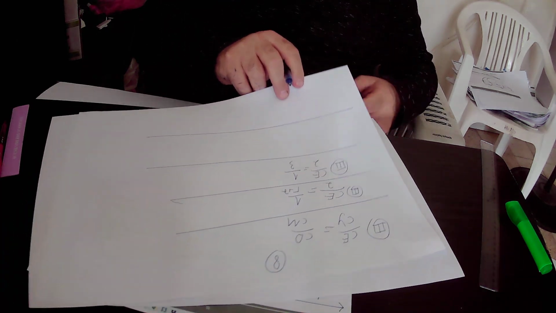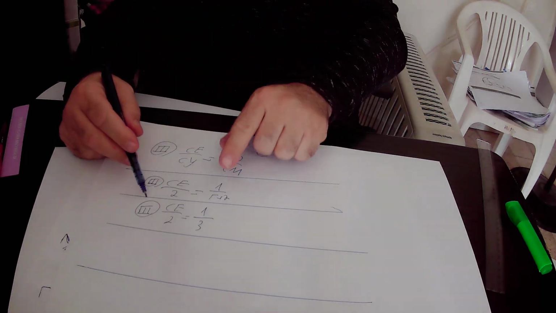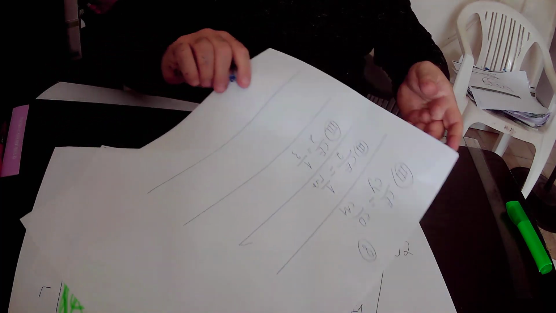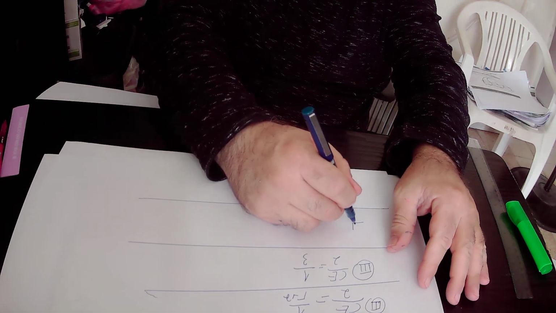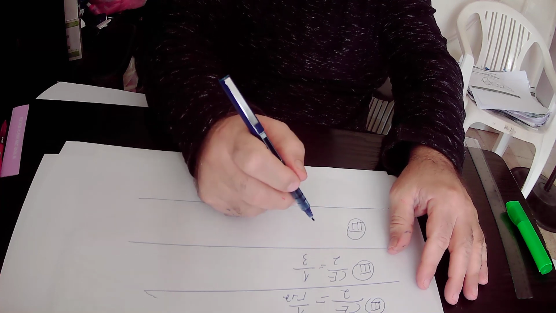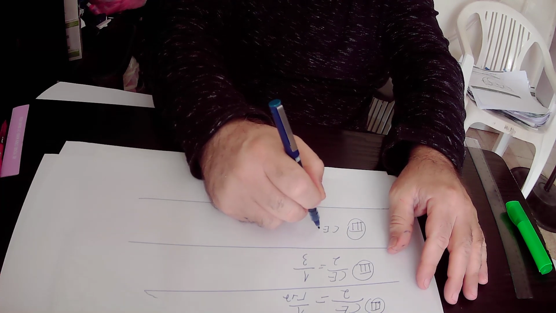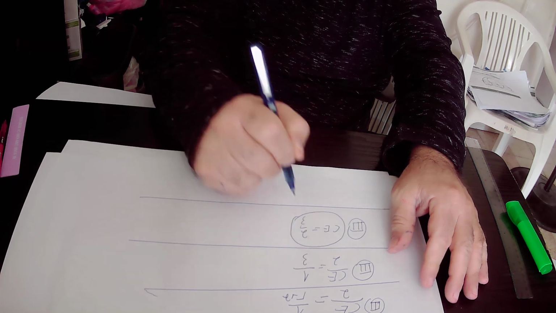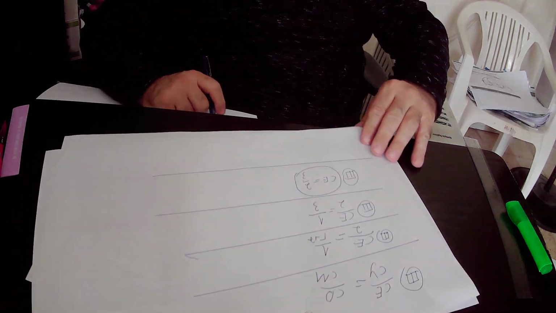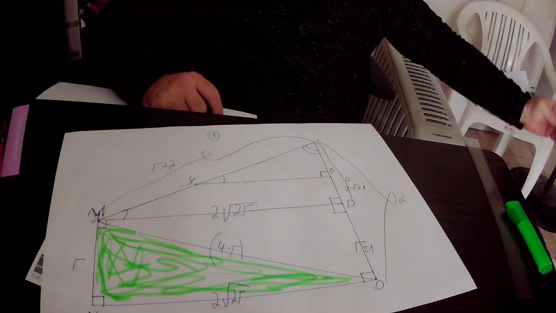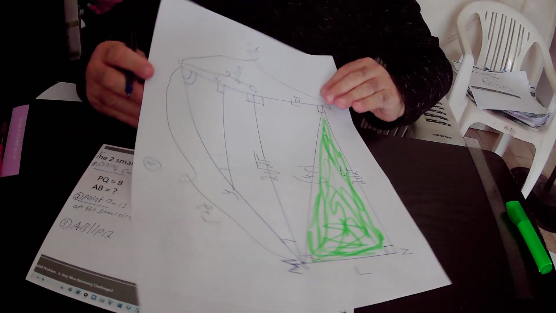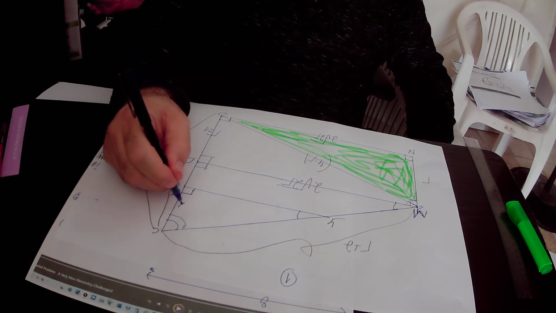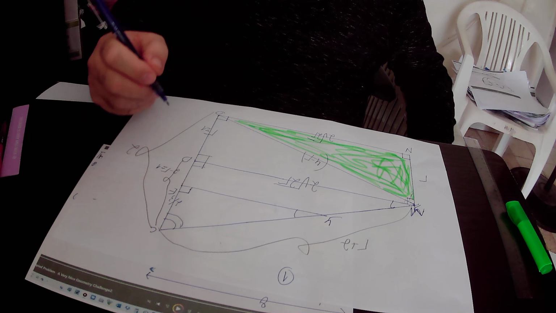So here we'll multiply this equation number 3 by 2, and we will get that the value of CE is actually CE equals 2 over 3 units. So here we can write that CE equals 2 over 3 units.